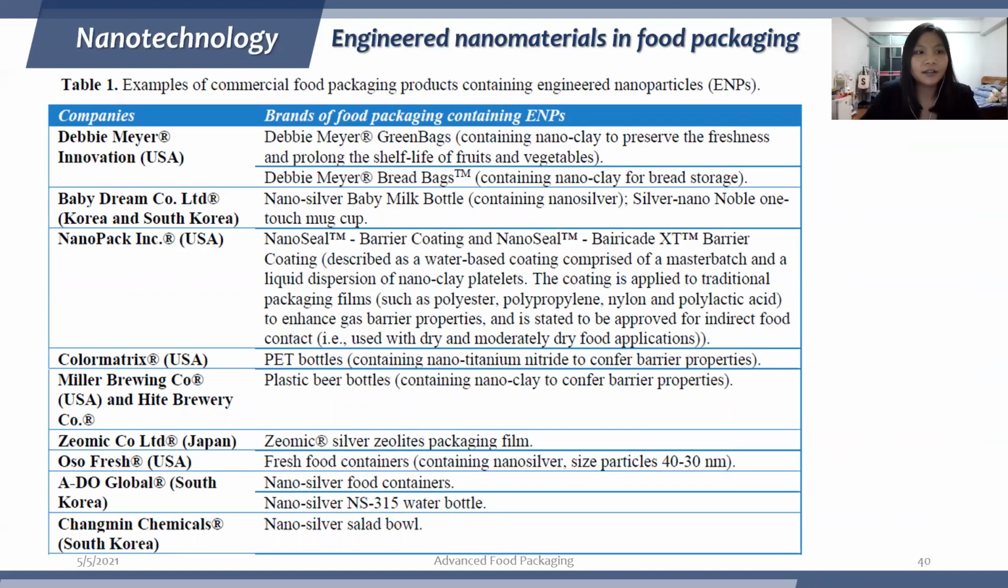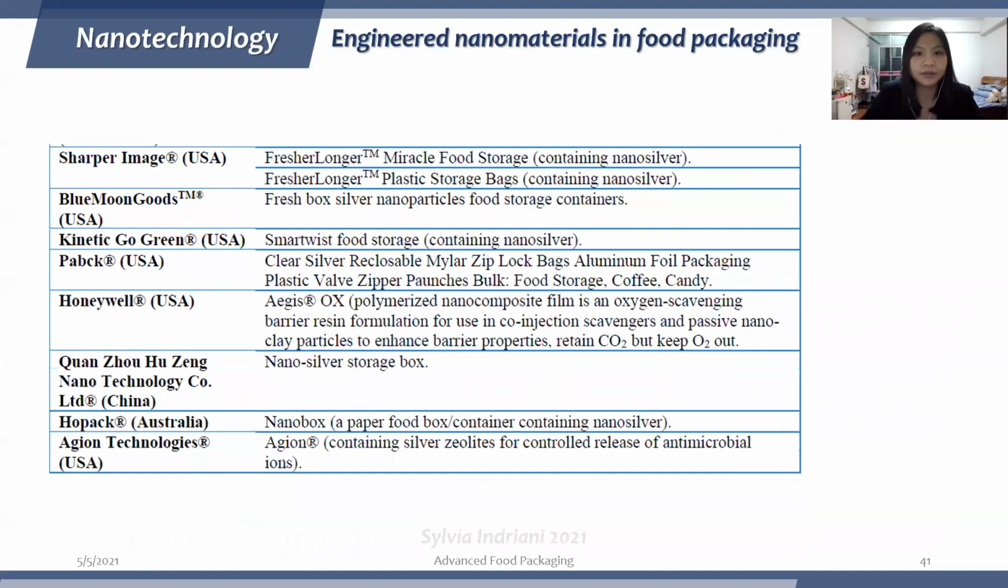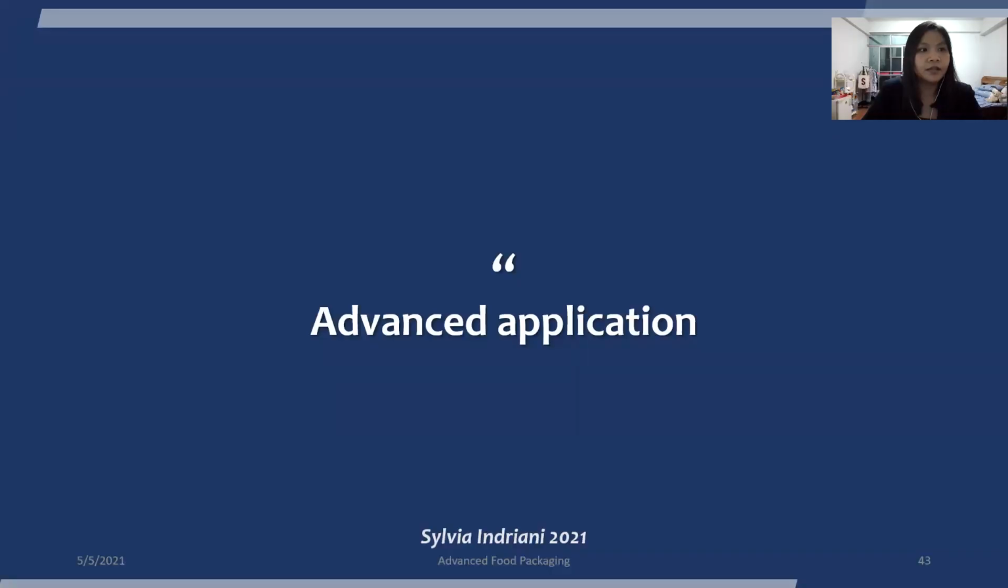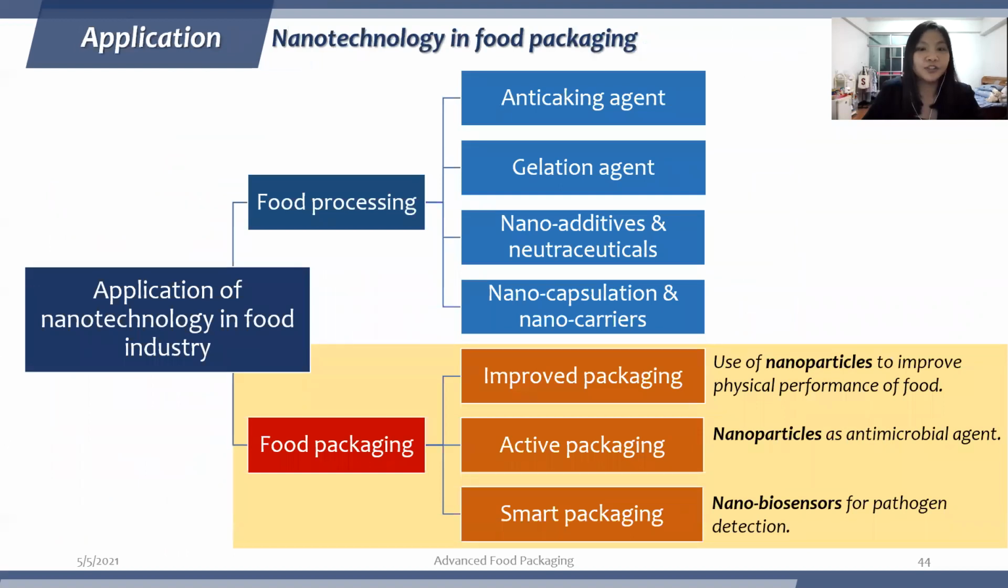And here are engineered nanoparticles or nanomaterials that are being used commercially, and we can see from this table the companies are mostly based in the USA, Japan, China, and Australia, and also Korea. So for the advanced application, we'll be focused on smart packaging.